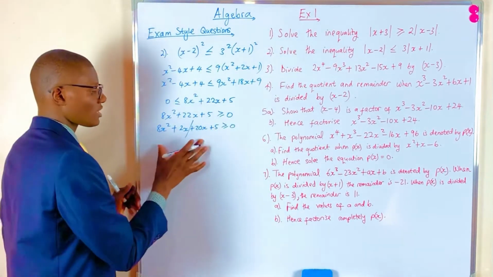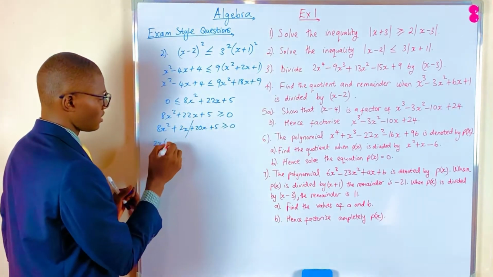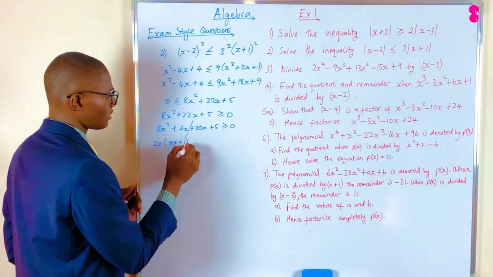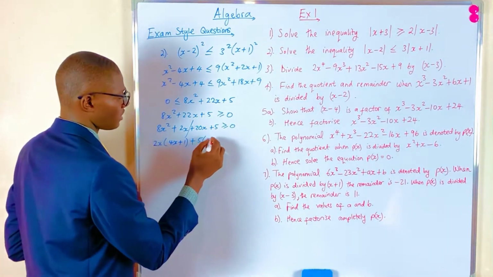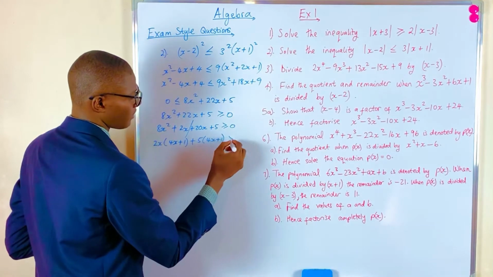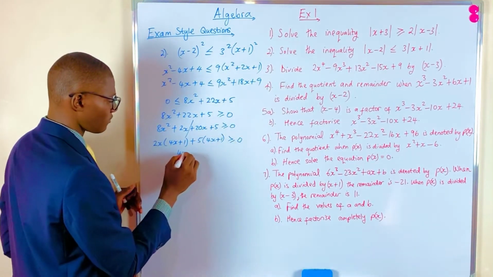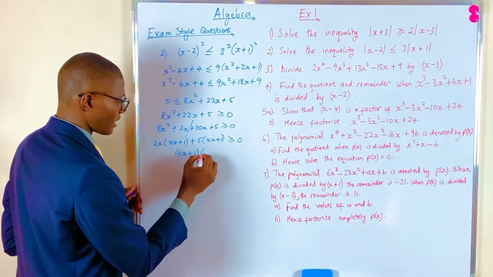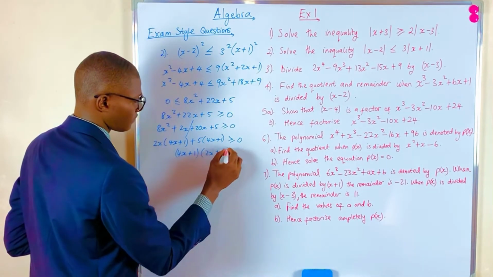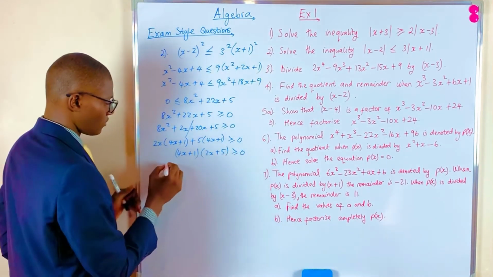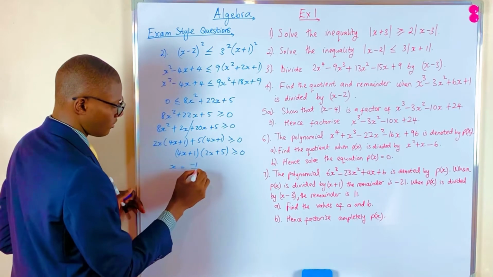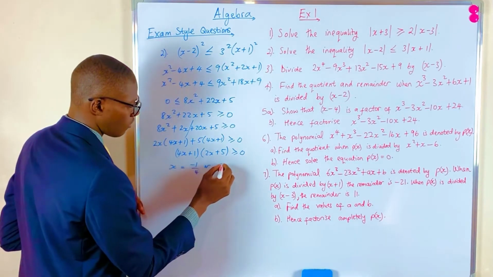Now if you factorize here, factor out 2x here, we get 4x plus 1, then we factor out 5, we get 4x plus 1, greater or equal to 0, such that we've got 4x plus 1 times 2x plus 5 greater or equal to 0. x will be equal to minus 1 over 4 or minus 5 over 2.